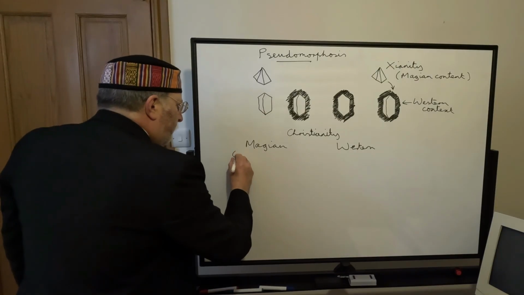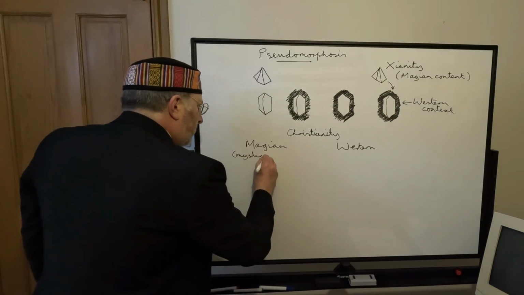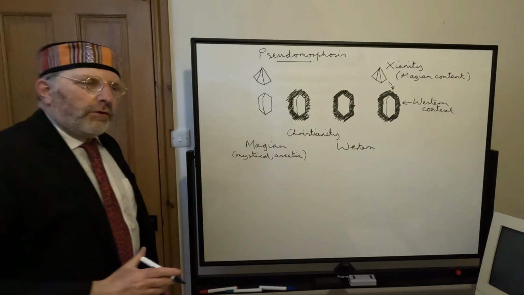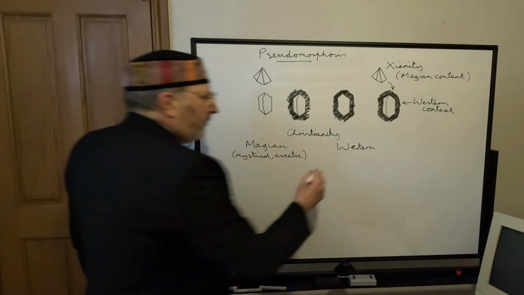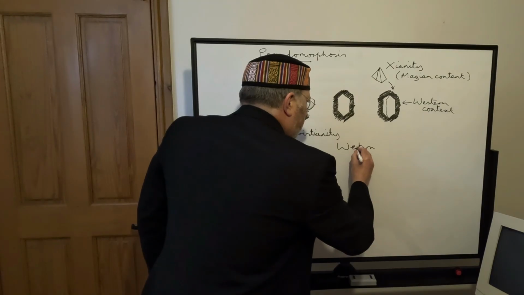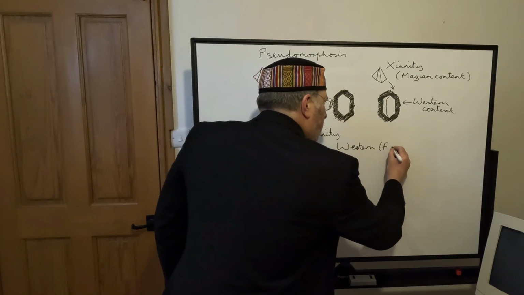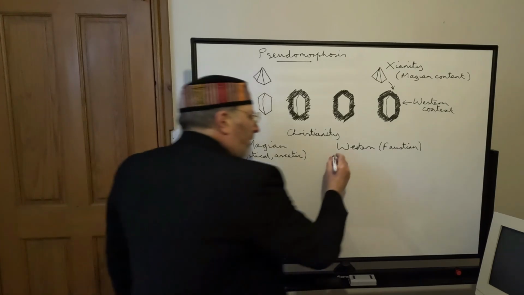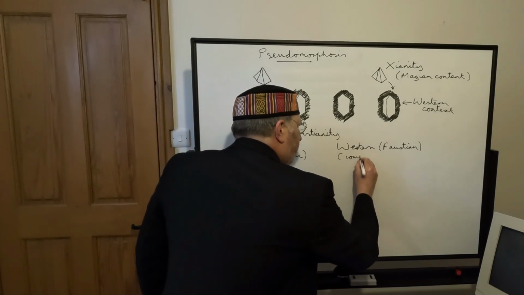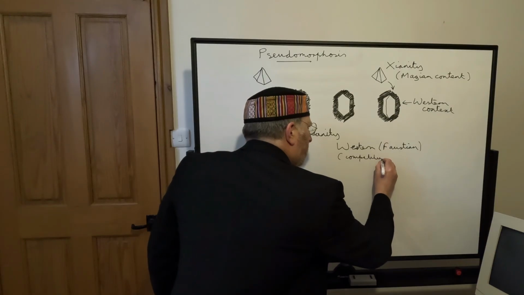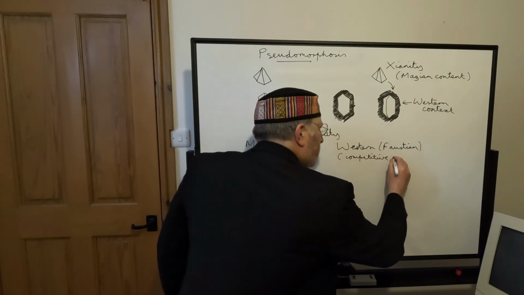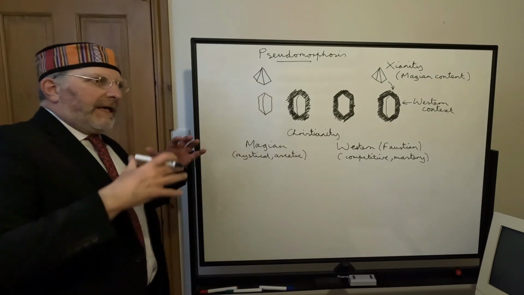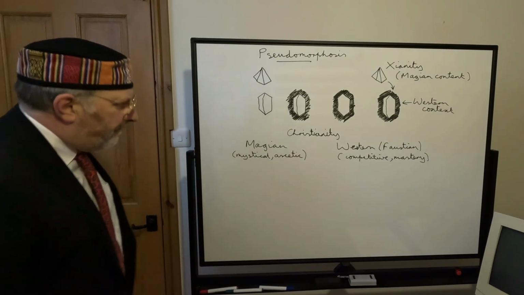And the Magian civilization is typically mystical and ascetic, according to Spengler. Whereas the Western civilization, which, remember, he says is based on a sort of Faustian ideal, is competitive, and it's about mastery of the world and of the universe, gaining knowledge and mastery over nature.